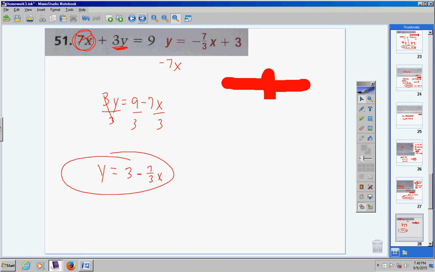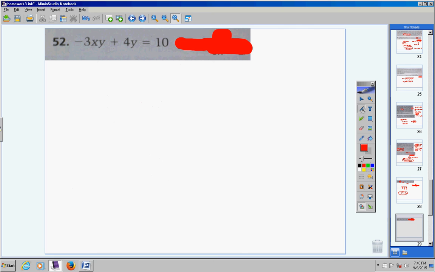Okay, moving on to 52. Same thing, we're solving for y, okay? So, Step 1, simplify both sides. We cannot simplify here. This is an xy term, this is a y term, they're unlike terms. Step 2, eliminate fractions. I don't see any. Step 3, we're solving for y, so get all of the terms that have a y on one side and everything else on the other side. Well, this term has a y, this term has a y, they're on the same side, everything else is on the other side, we're good.